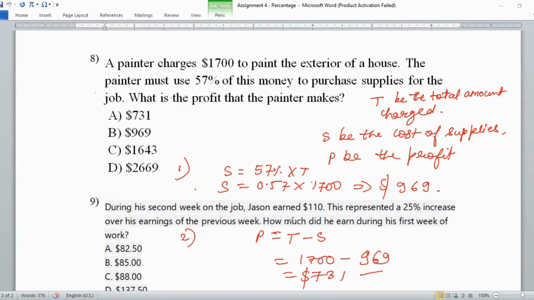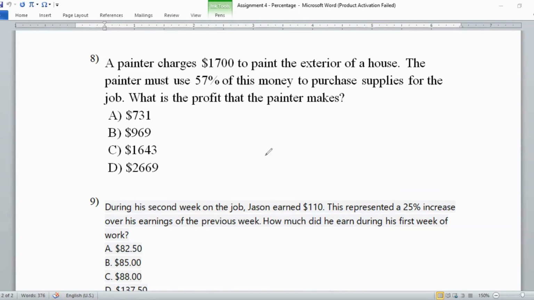$731. So you can cross check your answer, and you can take help from this video solution, and you can use the idea of solving the question, the processes, further in practicing for your examination. Okay, so now let us see what we have in the ninth question.